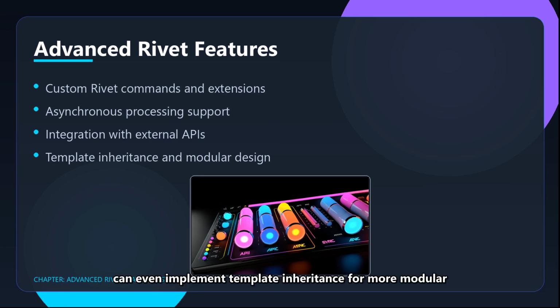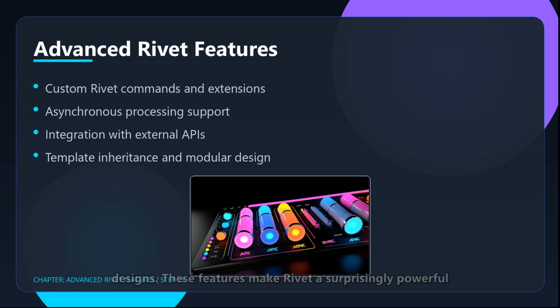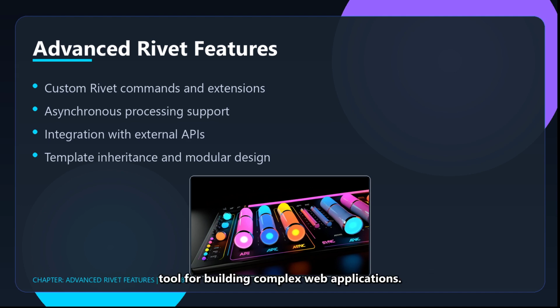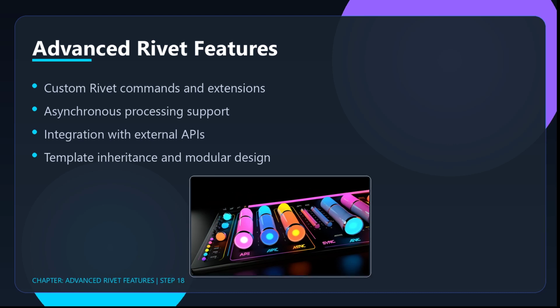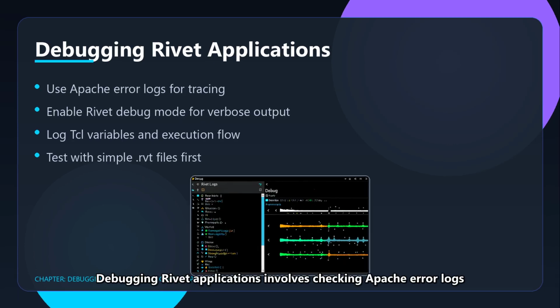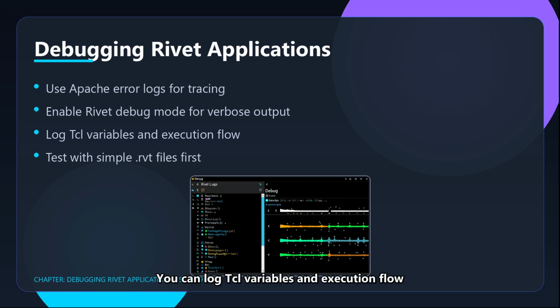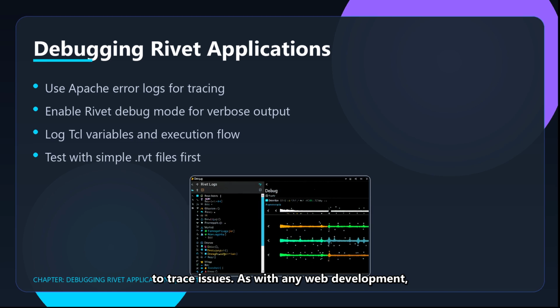You can even implement template inheritance for more modular designs. These features make Rivet a surprisingly powerful tool for building complex web applications. Debugging Rivet applications involves checking Apache error logs and enabling Rivet's debug mode for verbose output. You can log TCL variables and execution flow to trace issues.